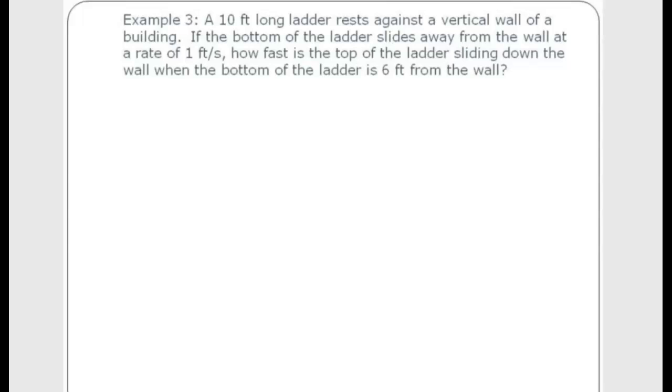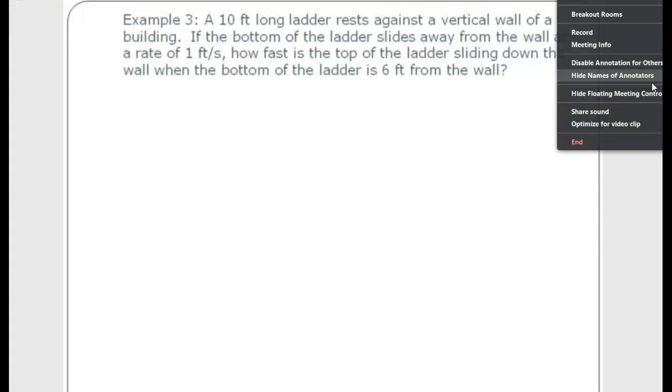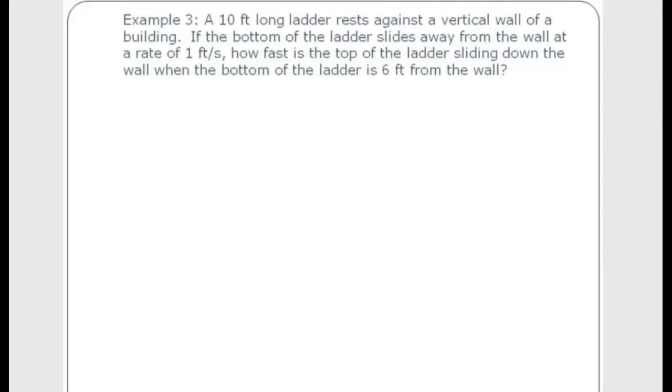A ladder. So a 10-foot ladder rests along a vertical wall of a building. If the bottom of the ladder slides away from the wall at a rate of 1 foot per second, how fast is the top of the ladder sliding down the wall when the bottom of the ladder is 6 feet away from the wall? So, step 1, draw in a picture. The best way to understand what's happening is to draw what's happening.